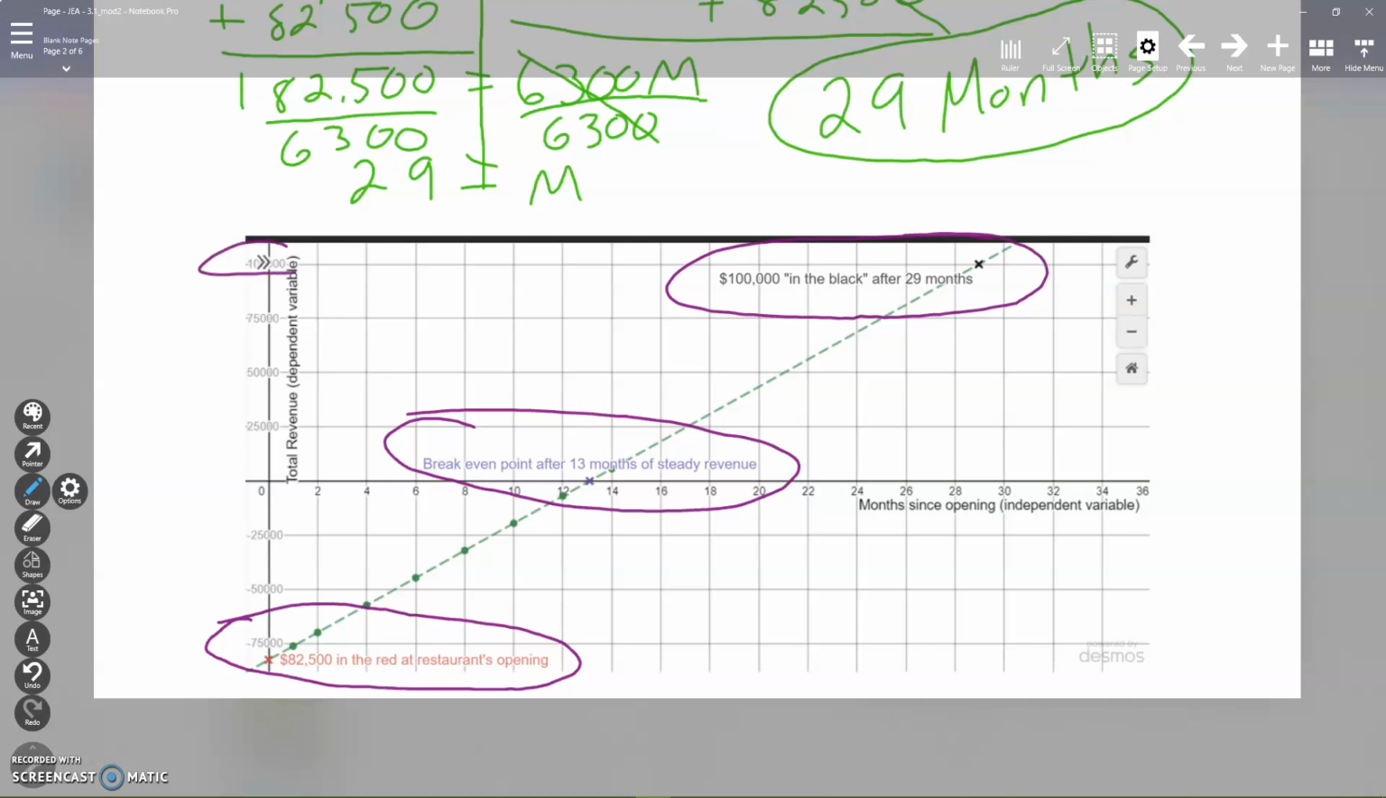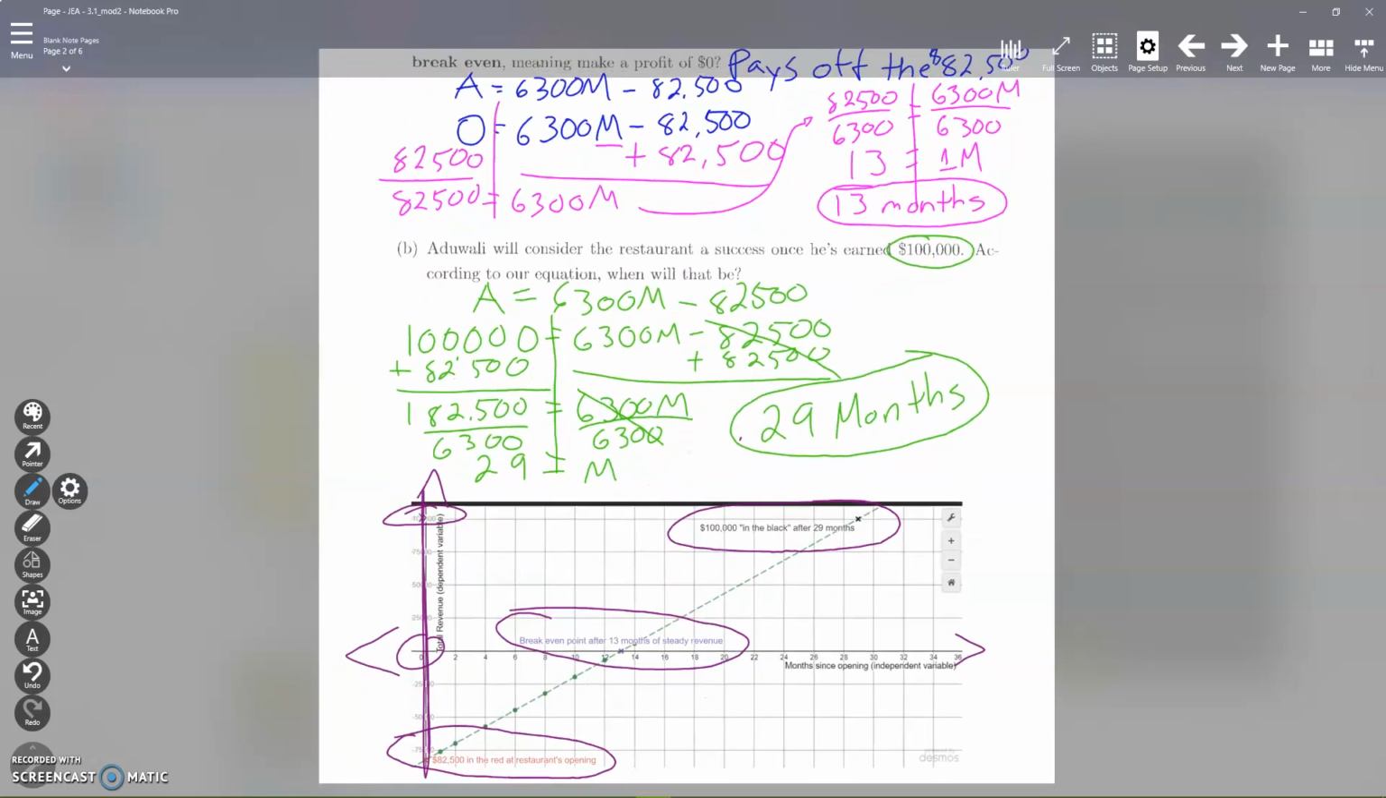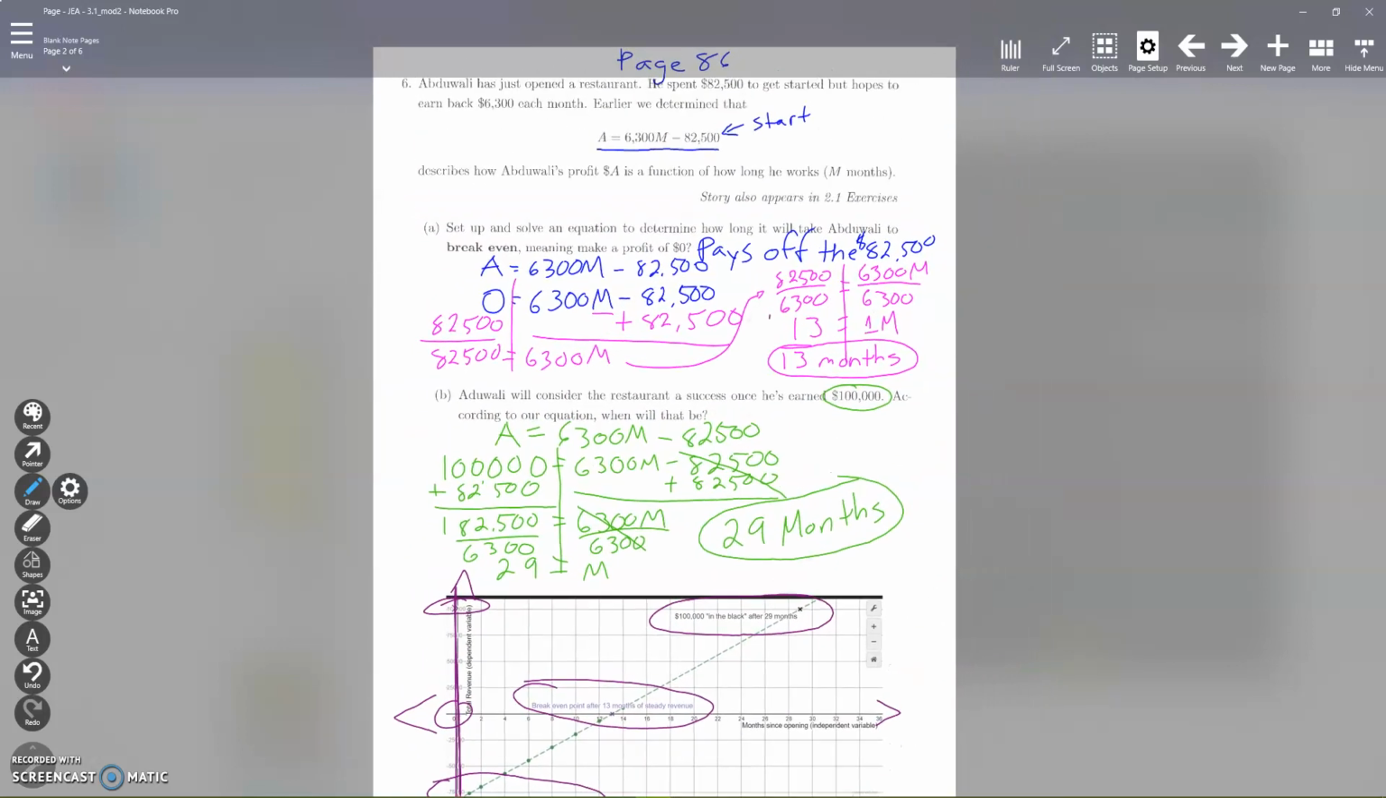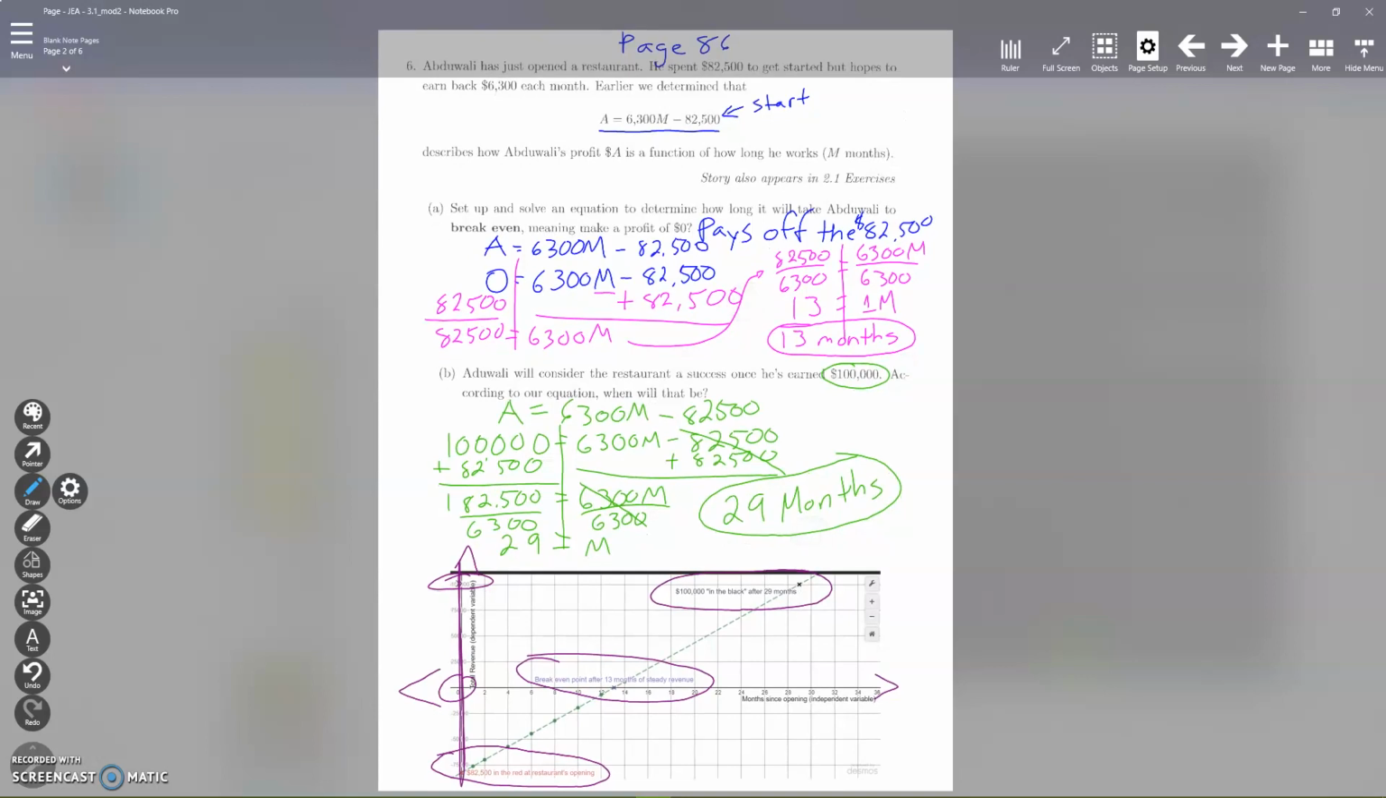You can see the $100,000 is over here. Here's 0, 82,500 down there at the bottom. Our horizontal axis right here represents the months since opening, and then our vertical axis is right here, just going up and down this way. That is representing his total revenue, or his profit, I should say, his profit based on how much he has earned. So there you go. There is question number 6.